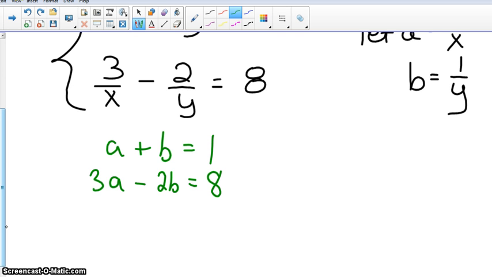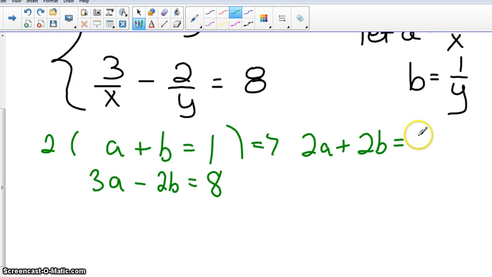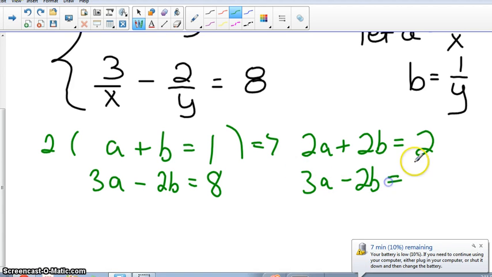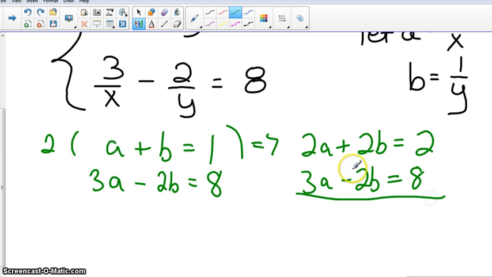I'd like to eliminate the b, so I'm going to multiply everything by a positive 2. I like to do those without having to use a negative. So that would mean that 2a plus 2b equals 2. We'll use the same equation in the bottom. And we add those together. I'm going to get 5a equals 10, and a would be equal to 2. Plug that back in.